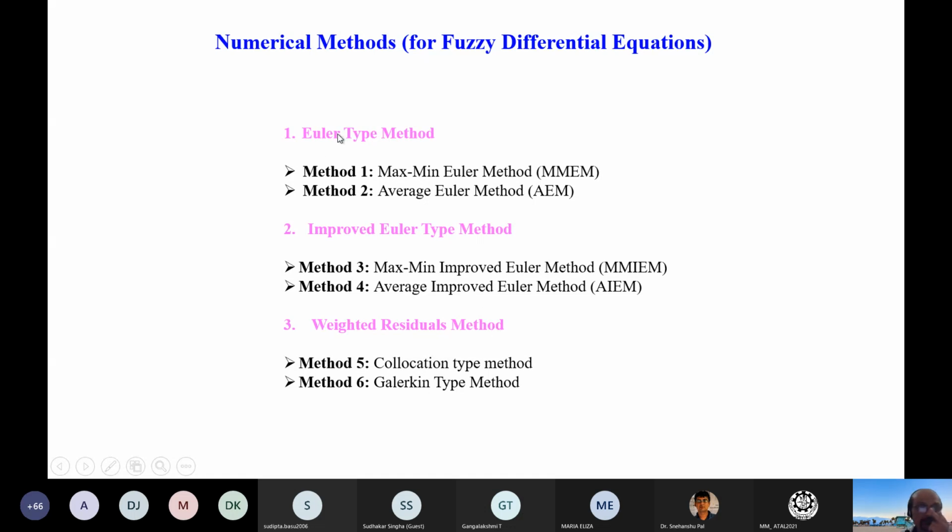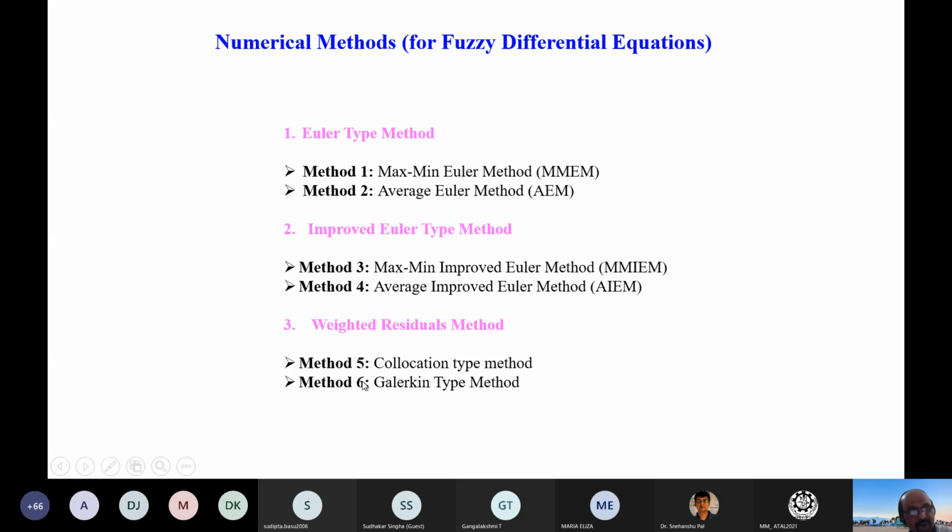So you know from your numerical methods, I hope you know, the Euler method of solution of ordinary differential equations, then the improved Euler method. Those we have extended to the fuzzy sense. Then we have called this the max-min Euler method, and the second was the average Euler method. Max-min means we actually solved for different combinations and then took the maximum and minimum, first minimum, then whole maximum. Similarly, average. So here also in improved Euler, again the same procedure, and weighted residual I will show a little bit of.